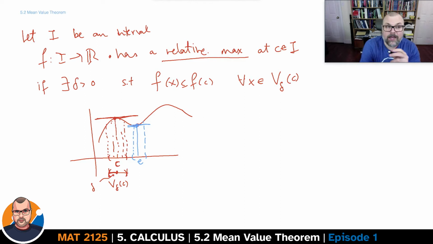I am not writing out the definition here. Are you able to write the definition for the relative minimum?